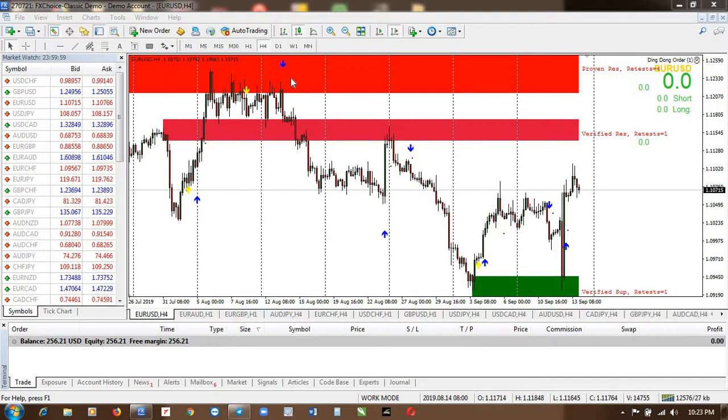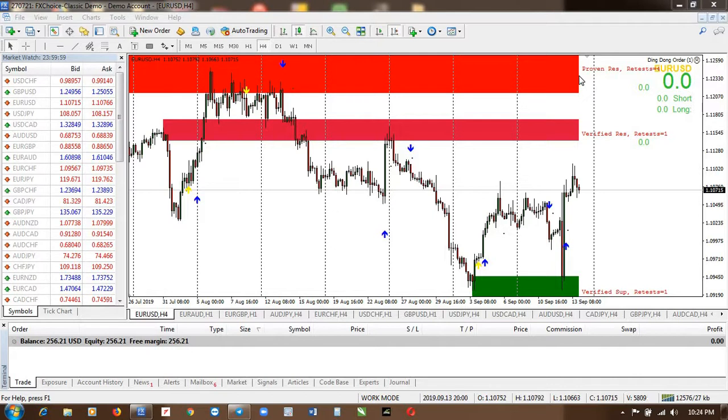So our main focus is to see the yellow arrow and the blue arrow. That is our main focus for taking a trade from either the support or from the resistance. So this is a resistance level from the red triangle up there. This triangle up here is a proven resistance. You can see it here.